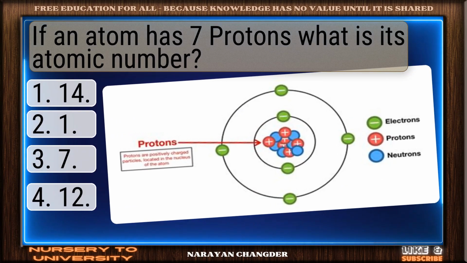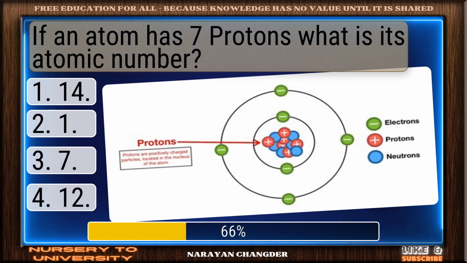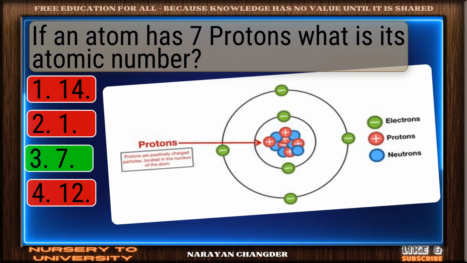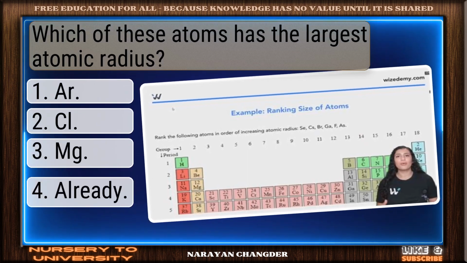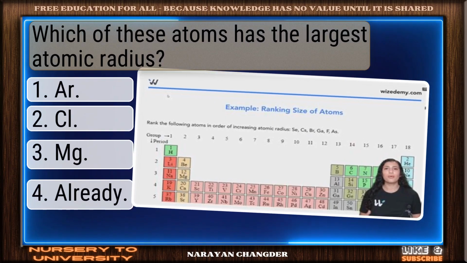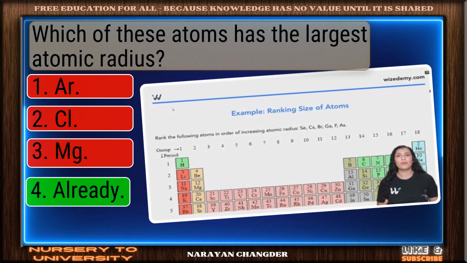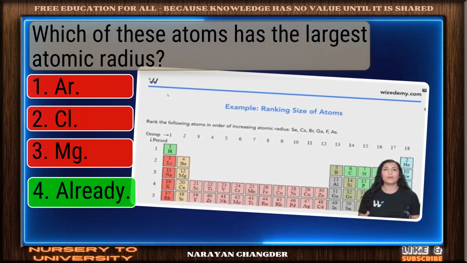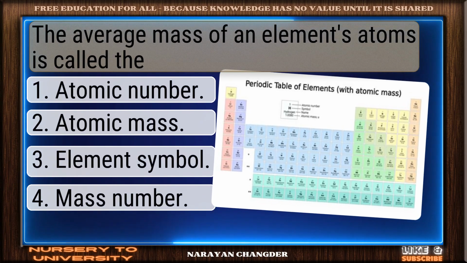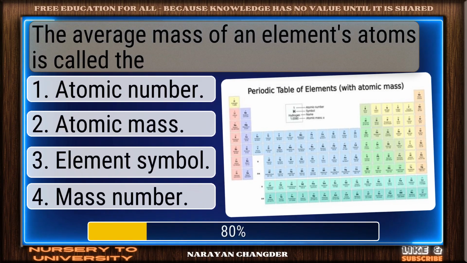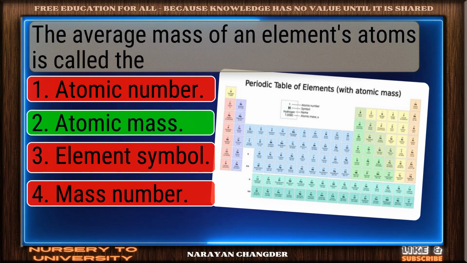If an atom has 7 protons, what is its atomic number? You got it. Your choice 7 is right. Which of these atoms has the largest atomic radius? Great job. Francium is the accurate answer. The average mass of an element's atoms is called the. Smart move. Atomic mass is an accurate answer.